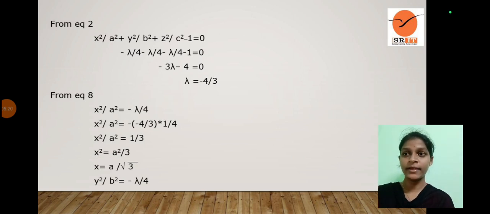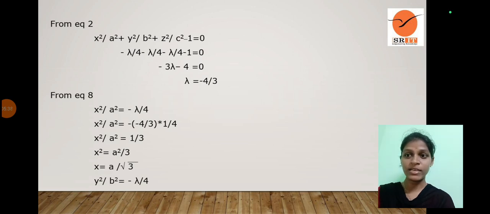From equation 8, x square by a square is equal to minus lambda by 4. So x square by a square is equal to minus of minus 4 by 3 into 1 by 4, which is 1 by 3. X square is equal to a square by 3, so x is equal to a by root 3.